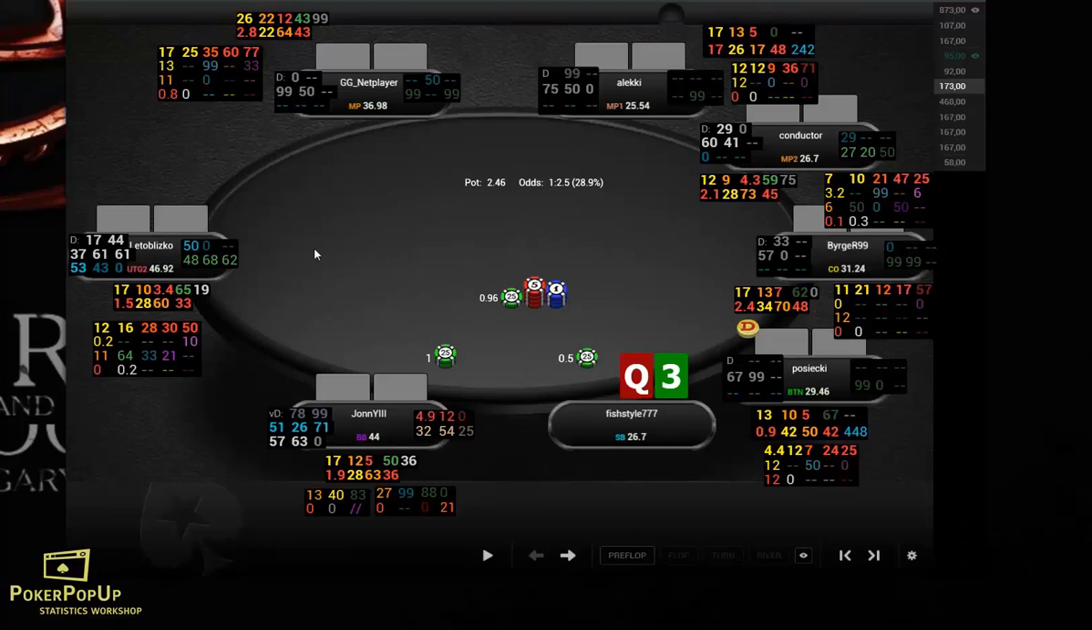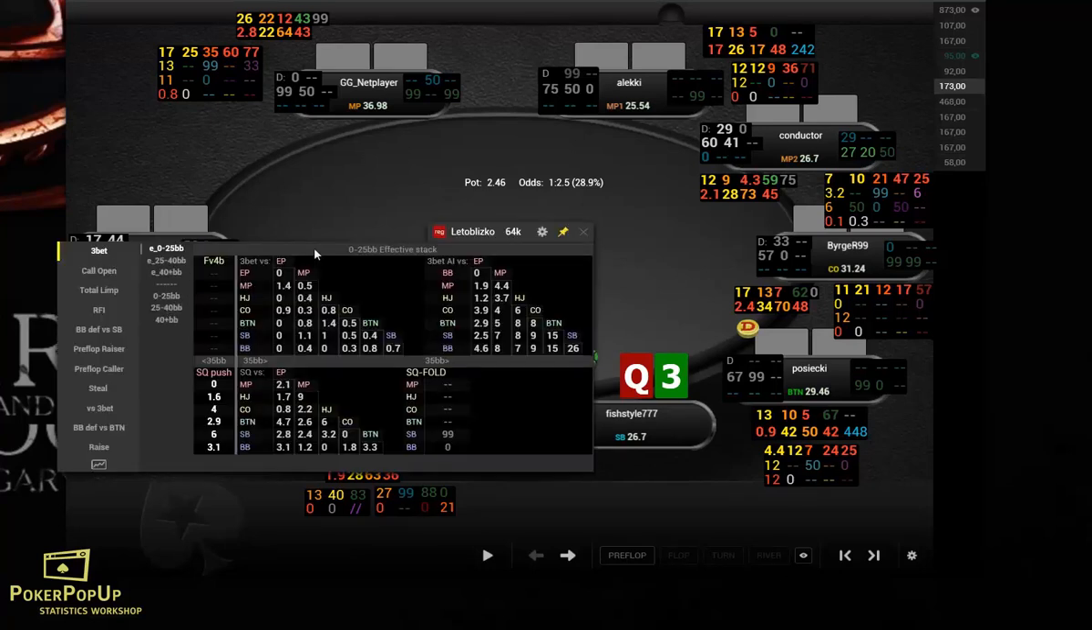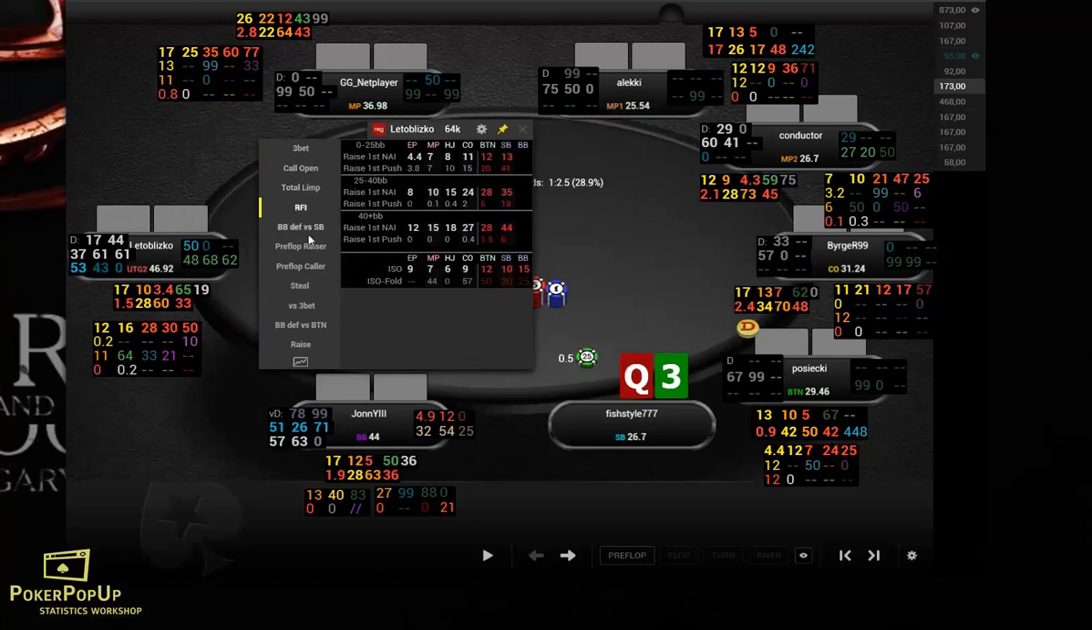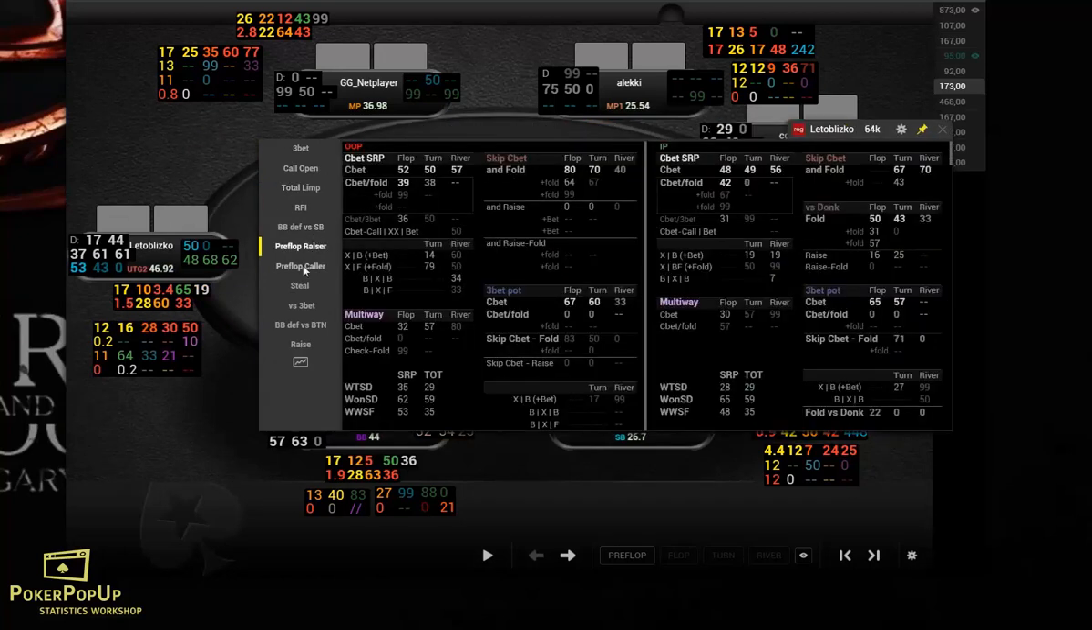Alright, so this was our HUD. Almost all the necessary stats you can see immediately in the HUD. But if you want a more detailed explanation, all the pop-ups are very informative. You can find almost everything here.